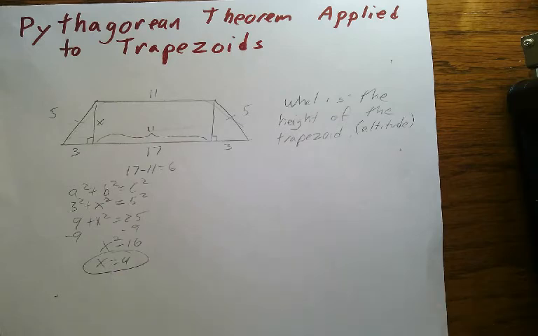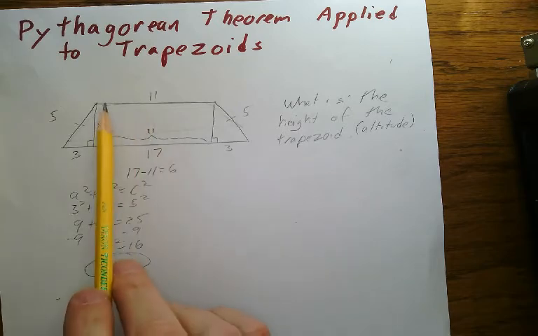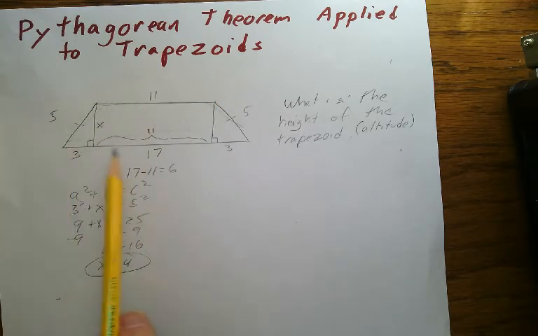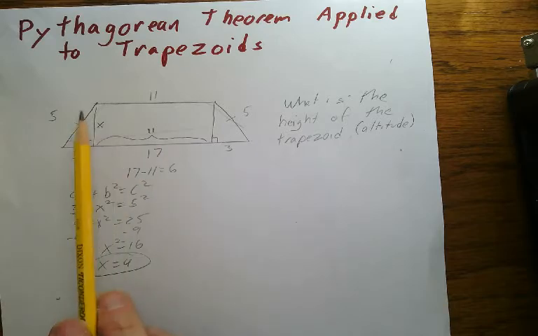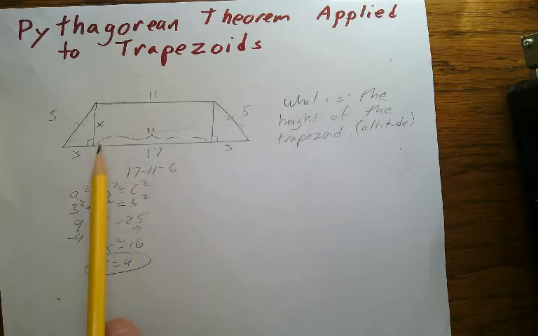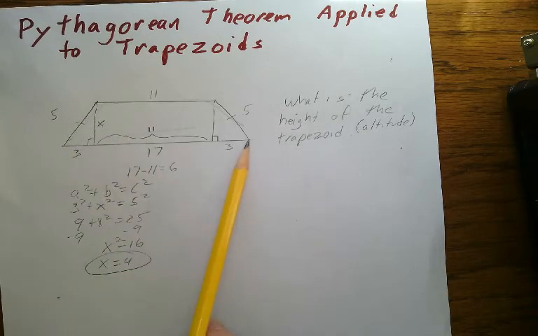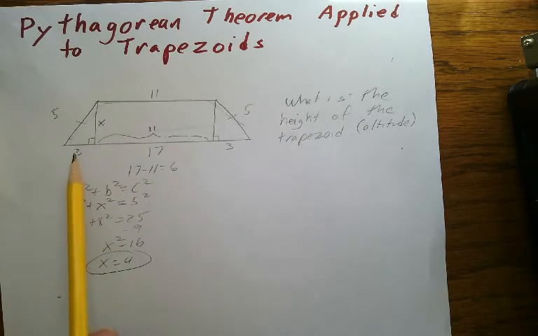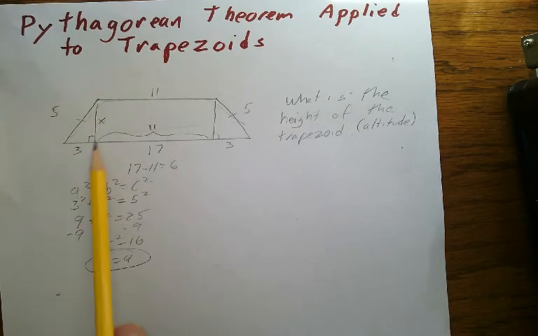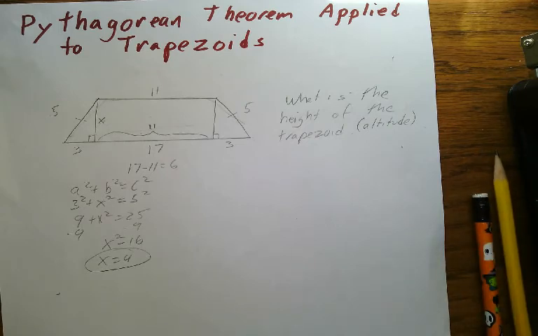So x is 4. Just to repeat one more time what we did, we had a top base of 11, a bottom base of 17. We drew two altitudes which made a rectangle on the inside. That means from here to here also has to be 11. But if from here to here is 17, that remaining part 6 is divided up into 3 and 3. Then we have our right triangle that we can solve. So good luck on the last assignment on the Pythagorean Theorem, which has to do with trapezoids. And in particular, they will be isosceles trapezoids.